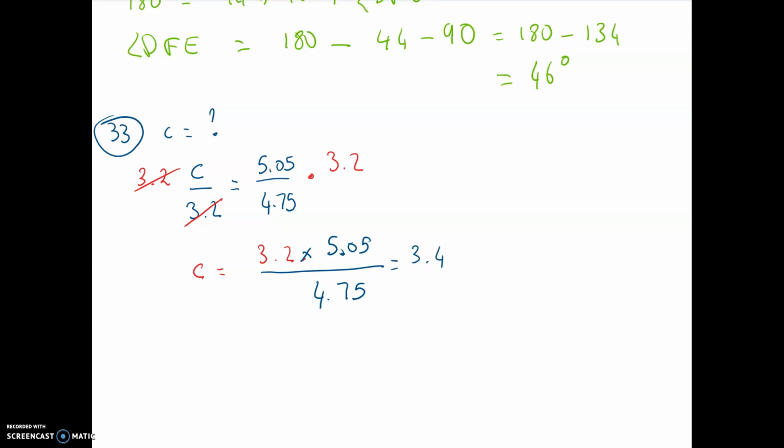Why did I decide to use 3.2 meter and 4.75 meter? Because if I was using the other transversal 3.05, I could not use A because A is a variable that I don't know the value, and so I will have one equation with two variables. Let me show you that you could have wrote is C over 3.05 equal 5.05 divided by A. And if you decide to do that, you end up to have one equation, two variables.